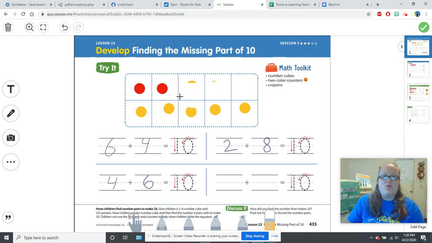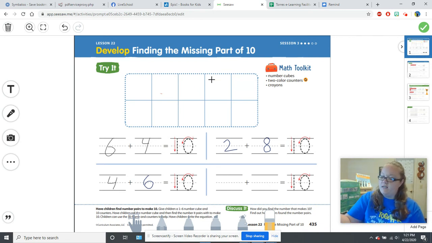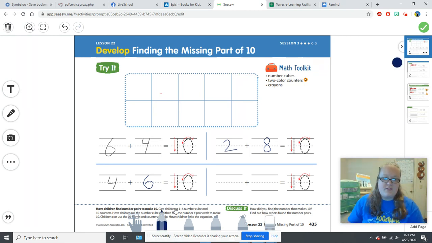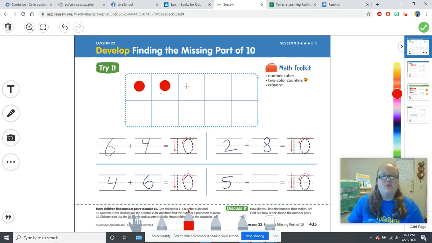Let's try one more. So make sure your board is cleaned off. I'm going to roll my die. I got 2 again, so I'm going to roll again. I'm just getting numbers I've rolled over and over again. Okay, here we go. Here's a new one. 5. So I'm going to write 5 and then get my red dots going. 1, 2, 3, 4, 5. Now, to show how many more we need to make 10, we use our yellow circles.